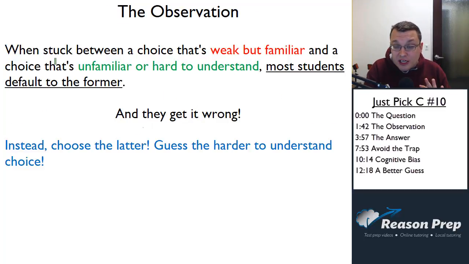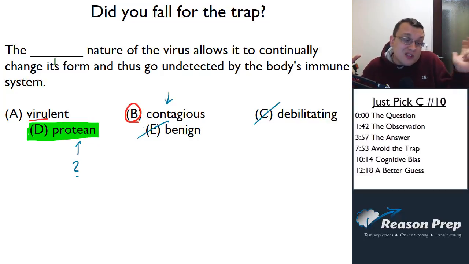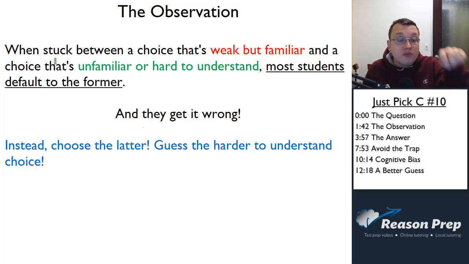So back to the observation. What I've told students and what I'm telling you now: when you're stuck between two choices, when one of them is a weak option, though it's familiar to you, it doesn't really fit, but you know what it means, and the other choice is unfamiliar or hard to understand in some way, you don't know how it might fit, most students pick the former. They pick the weaker, familiar choice. So in this case, it was picking contagious because I know what it means, it seems relevant, doesn't quite fit, but I don't want to pick something like protean because I don't know what it means. Whereas what I want you to do, because in most cases this ends up being the wrong answer.